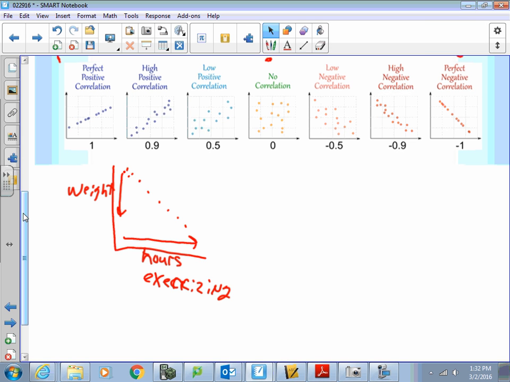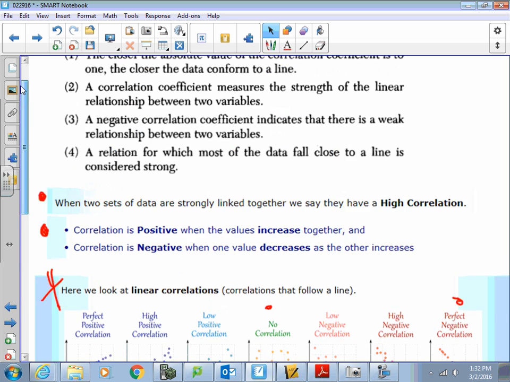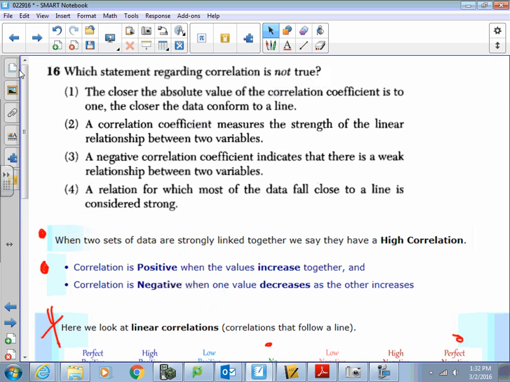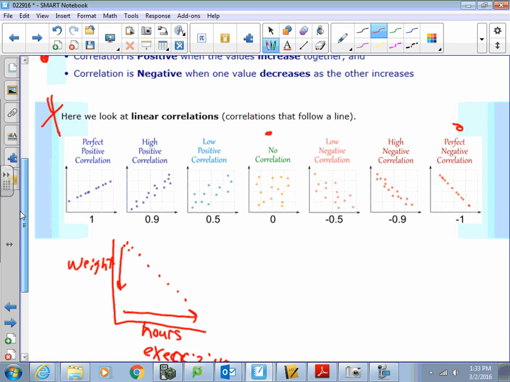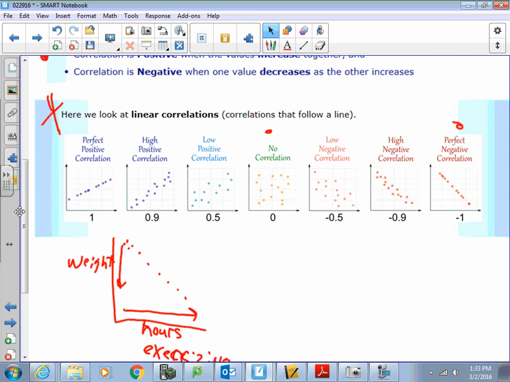But based on all that, let's look back up at the answers. If you read through the possible answers, our answer is definitely number 3. It says, which statement regarding correlation is not true? Well, number 3 says a negative correlation coefficient indicates that there is a weak relationship between two variables. That doesn't mean that at all.